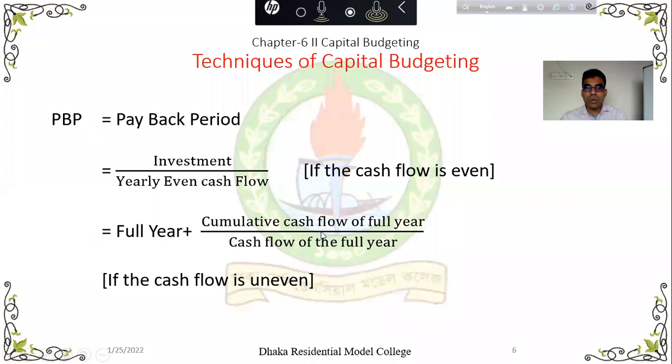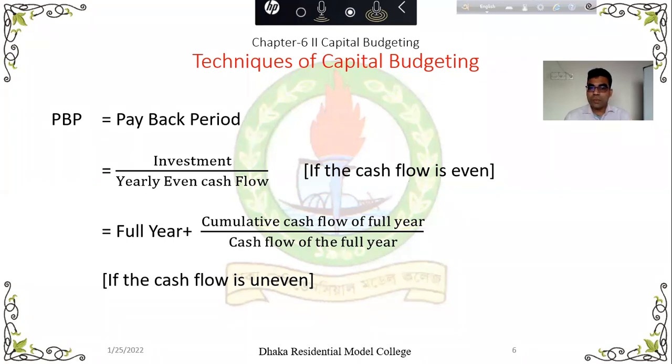Another technique is PBP, payback period. There are two formulas. If the cash flow is even, that means every year you will get the same amount of money. This is even cash flow. Using even cash flow, the formula of payback period equals investment divided by yearly even cash flow. Understood?